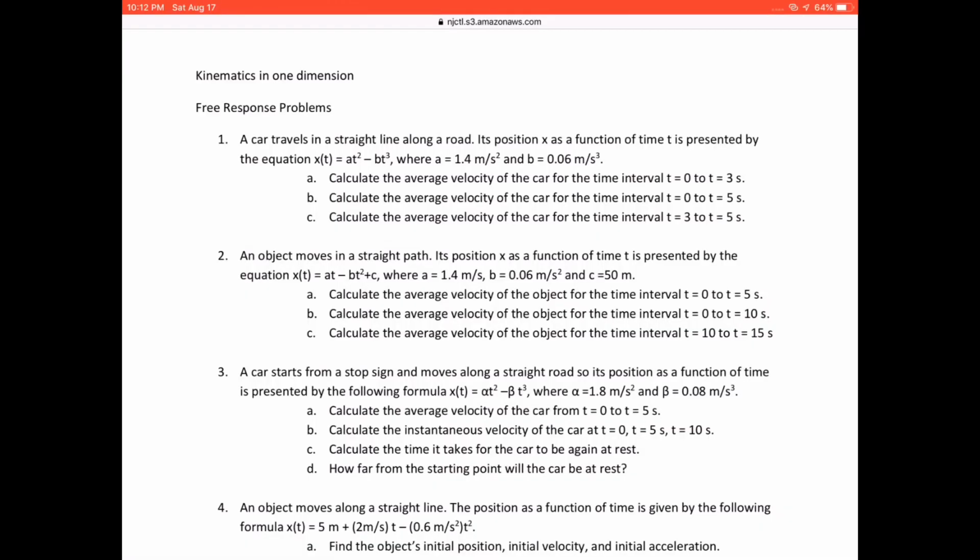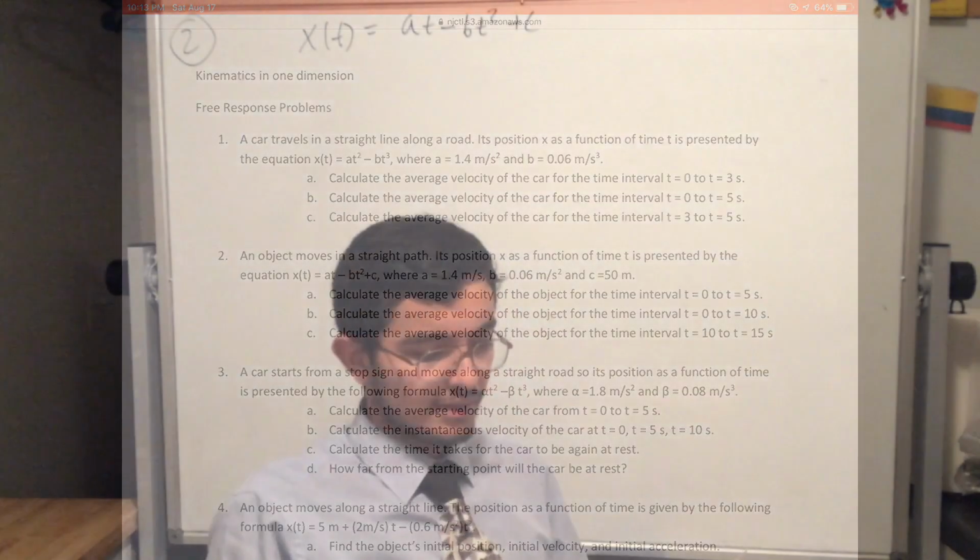For number 2, an object moves in a straight path. Its position x as a function of time t is given by the equation x of t is equal to at minus bt squared plus c, where a is 1.4 meters per second, b is 0.06 meters per second squared, and c is 50 meters. For parts A, B, and C, we're going to calculate the average velocity of the object for the given time intervals: from 0 to 5 seconds, from 0 to 10 seconds, and from 10 to 15 seconds.